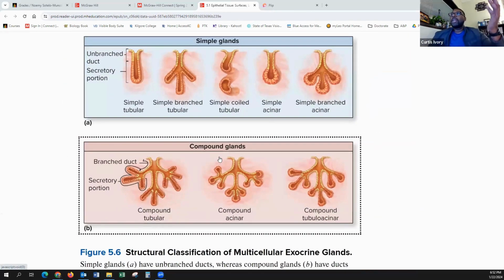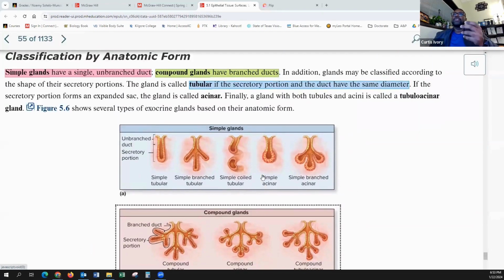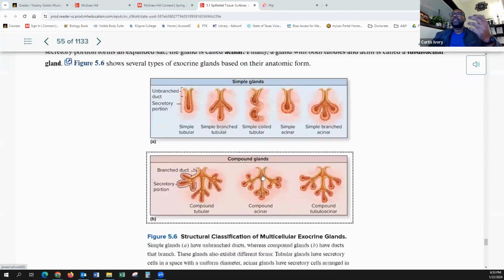Once you have simple, of course, we can have what's called compound, which means that there are several different types. So with tubular, that just means that it's highly branched. You can have compound acinar, which means it has many branches of acinar. Or you can have compound tubular acinar, which means it's a combination of them both. So they can get kind of complex. But we have different structures, and remember, different structures have different functions.